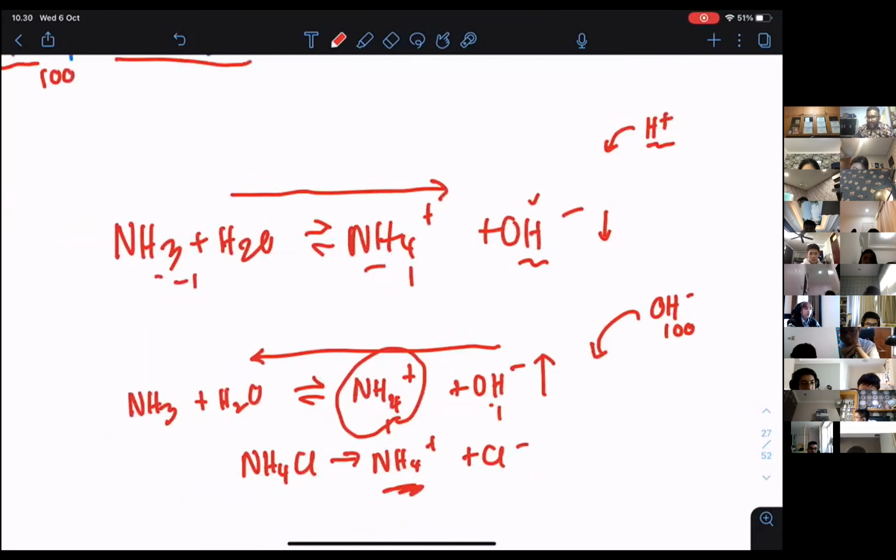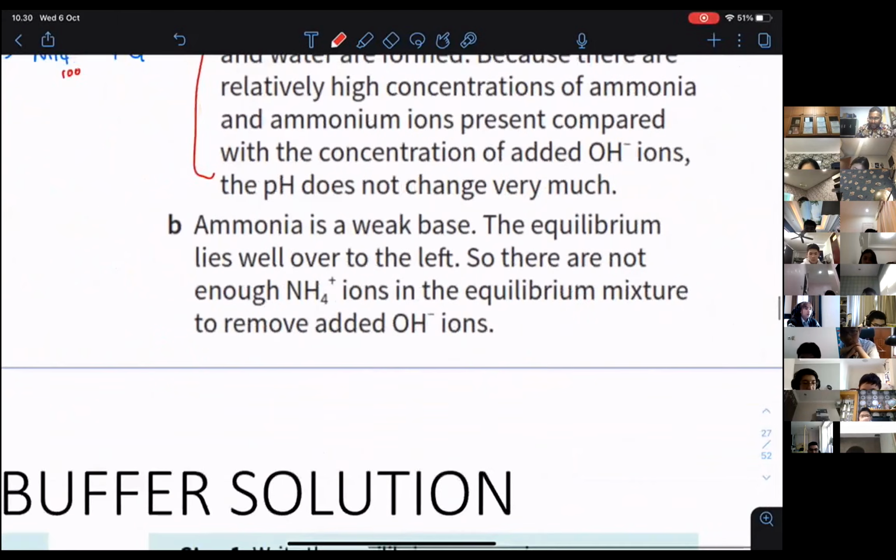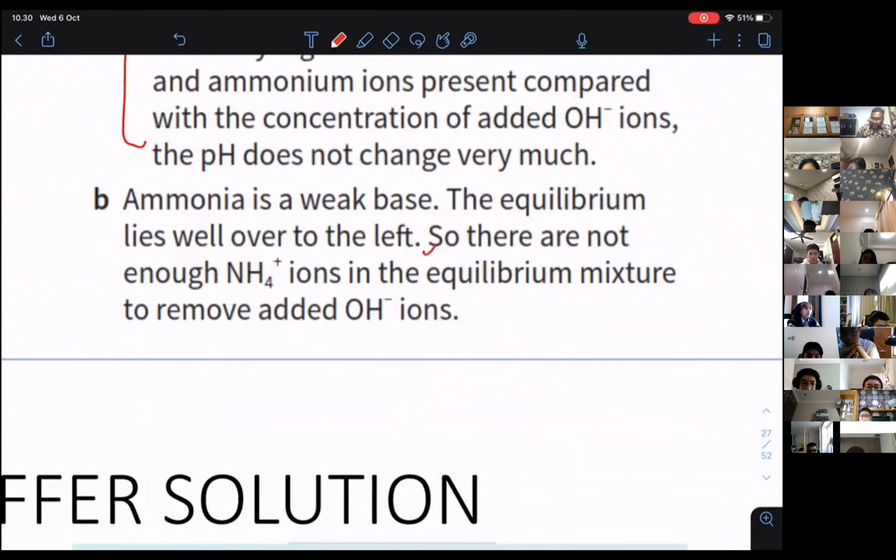It's not fine. And that's the reason why they say the equilibrium will be going to the left. There are not enough NH4 plus ions to remove the added OH minus ion. Yeah, that is the explanation.